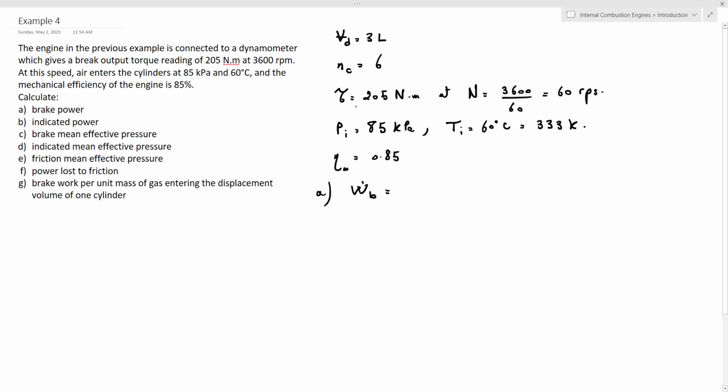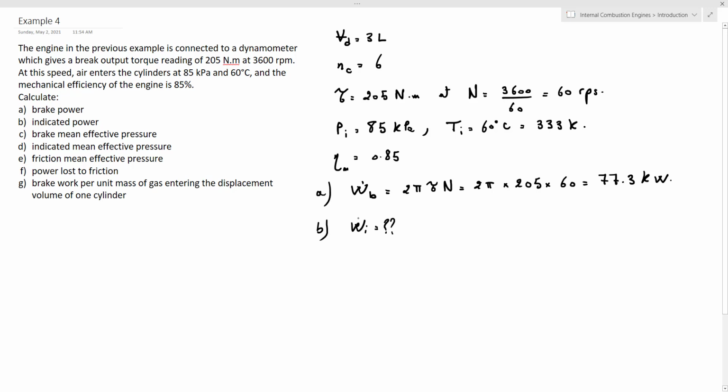Now, since we know the torque and the engine speed, we can calculate the brake power at the engine speed of 60 rps, which is equal to 2 pi tau n. So 2 pi times the torque 205 times the engine speed of 60 rps, which is equivalent to 77.3 kilowatt. Now part B, the indicated power, W dot I.